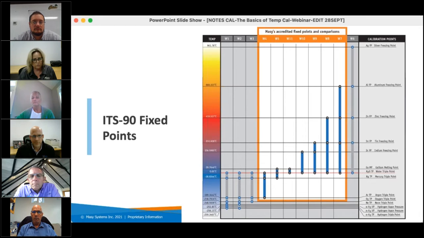Between these two points, we also have a triple point of mercury cell at -38.8344 degrees C, a melting point of gallium, which is 29.764 degrees C, freezing point of indium, which is approximately 157 degrees C, freezing point of tin at 231.928 degrees C, and a freezing point of zinc cell at 419.527 degrees C. This chart will be available with the webinar recording. It's a little bit hard to see.